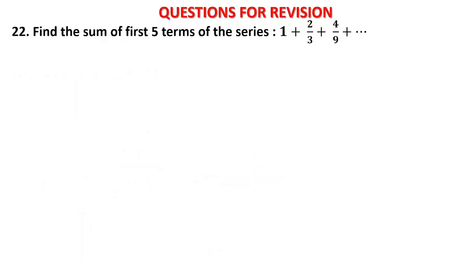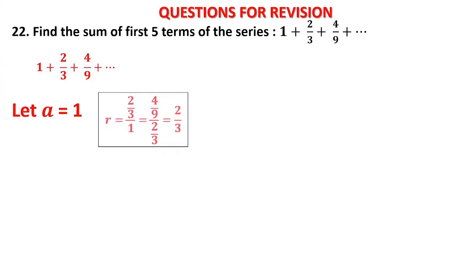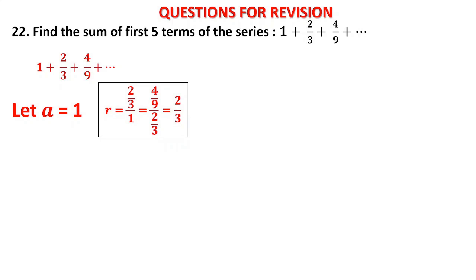Question number 22. Find the sum of the first 5 terms of the series. Remember, this is a geometric series. First we have to check what geometric series is given, and we have to find the first term. First term is 1. We have to find the common ratio. It is the second term by the first term and the third term by the second term. It is coming as 2 by 3. So I got r equal to 2 by 3 and a equal to 1.